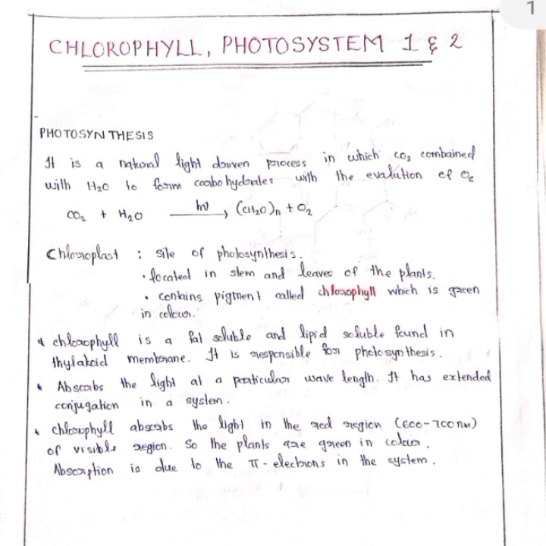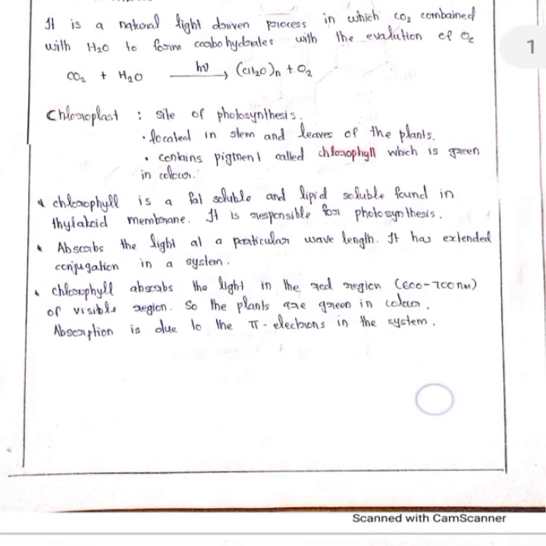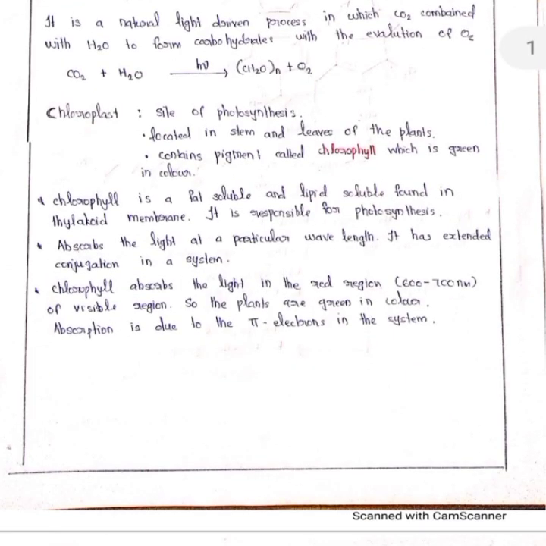Chlorophyll absorbs light in the red region, that is 600 to 700 nanometer of the visible region. So we see the complementary color, green, and so the plants are green in color. Absorption is due to the pi electrons in the system.